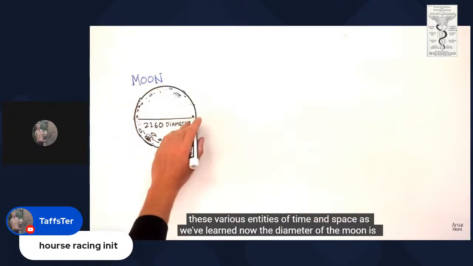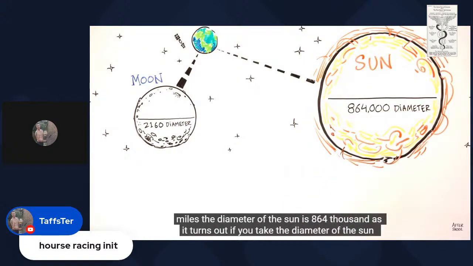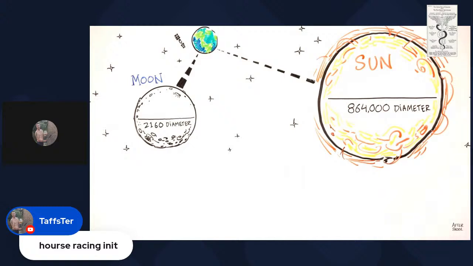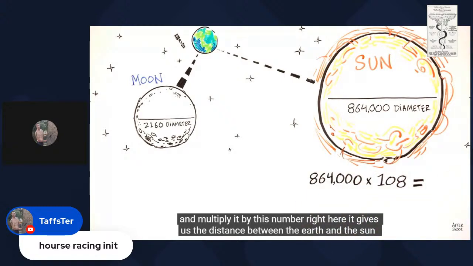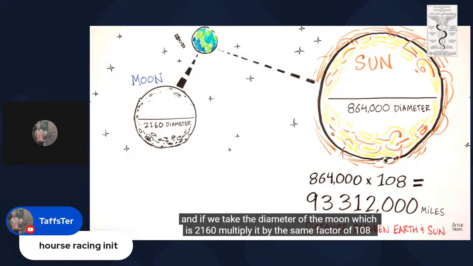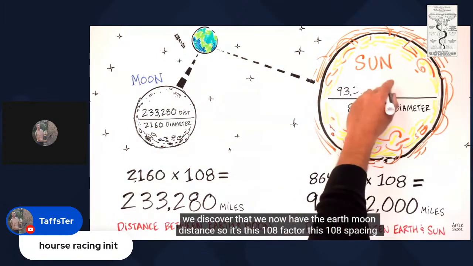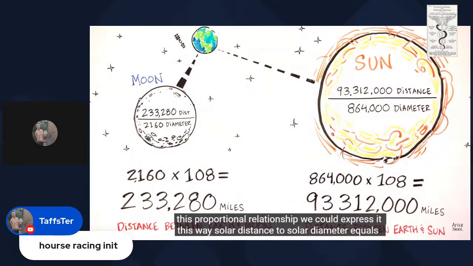As we've learned now, the diameter of the moon is 2160 miles. The diameter of the sun is 864,000. As it turns out, if you take the diameter of the sun and multiply it by this number right here, it gives us the distance between the earth and the sun. And if we take the diameter of the moon, which is 2160, multiply it by the same factor of 108, we discover that we now have the Earth-Moon distance. So it's this 108 factor, this 108 spacing, this proportional relationship.